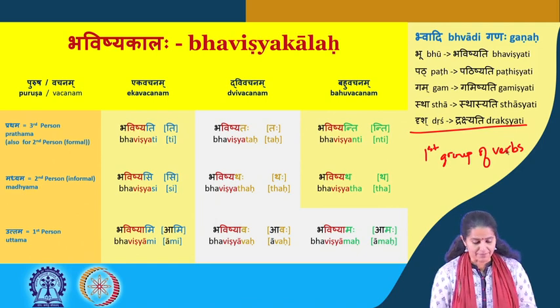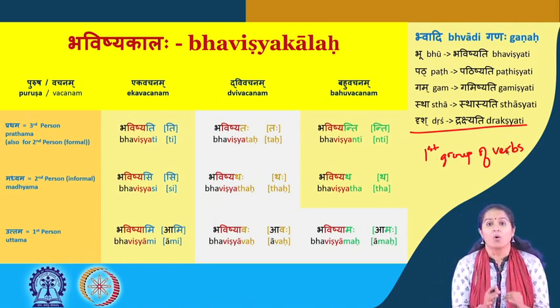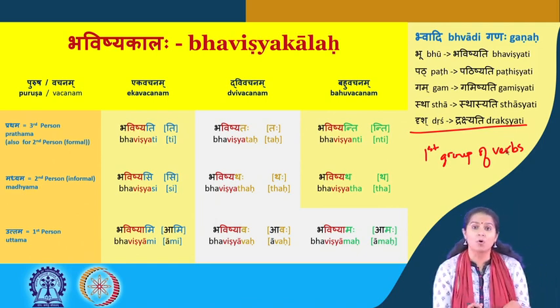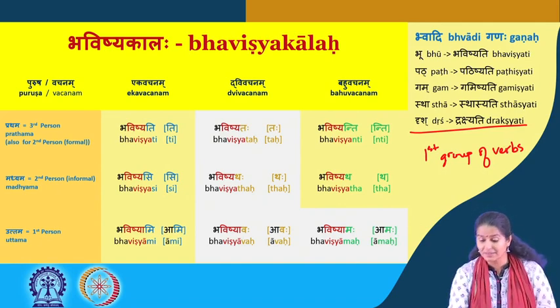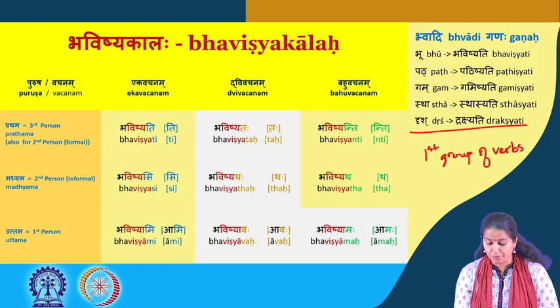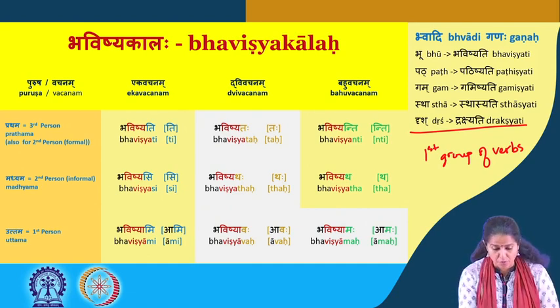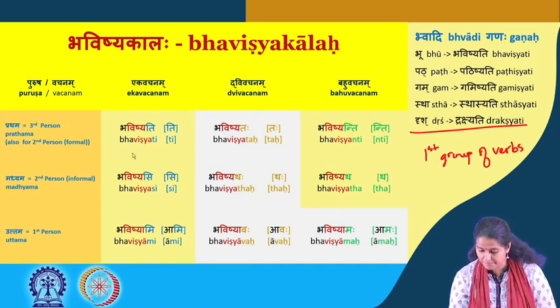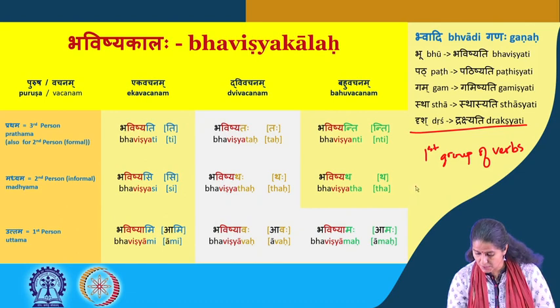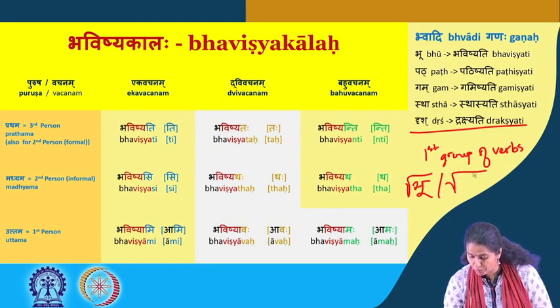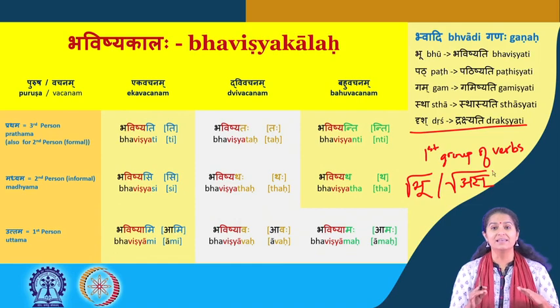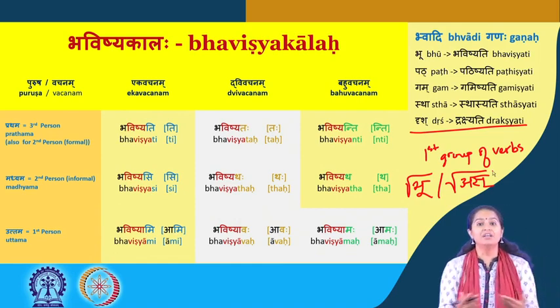Alright, so here we have the first group, and what happens now? What is very interesting is that the form bhavishyati is the future not only of bhavati, but it is also the future of asti. So the root for bhavishyati, I'll do it here, is bhu. So that is one root, and it is also the root for as. Asti in the future becomes bhavishyati.